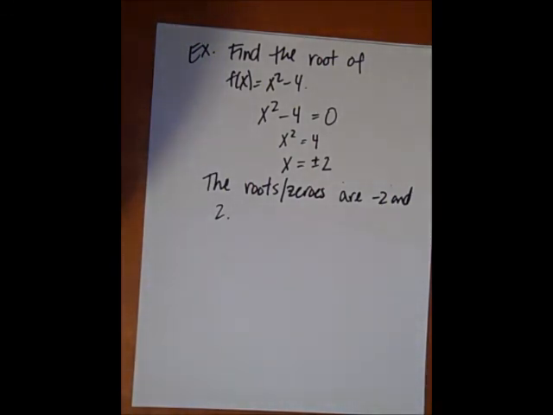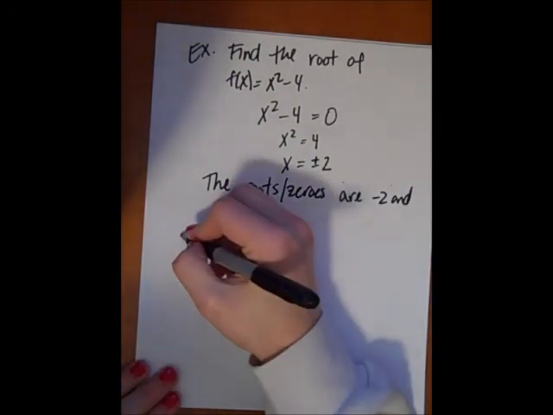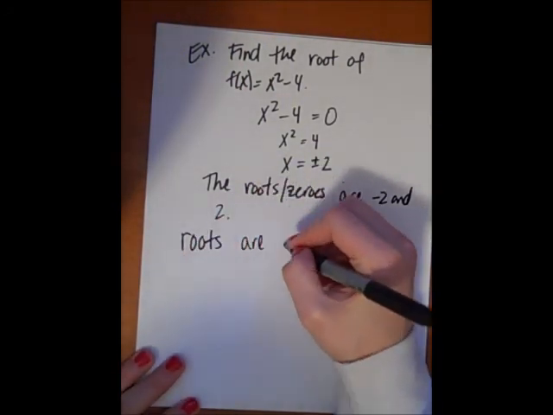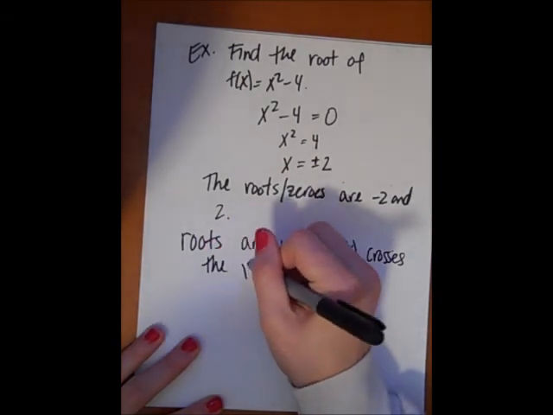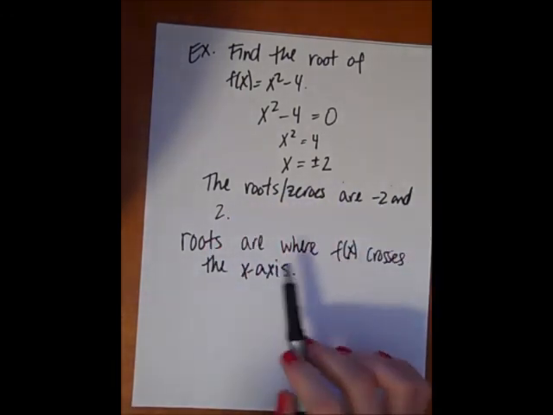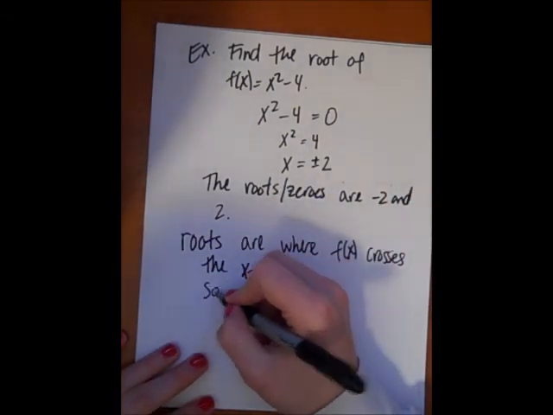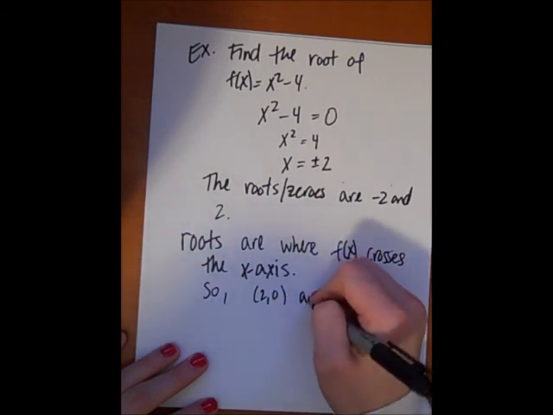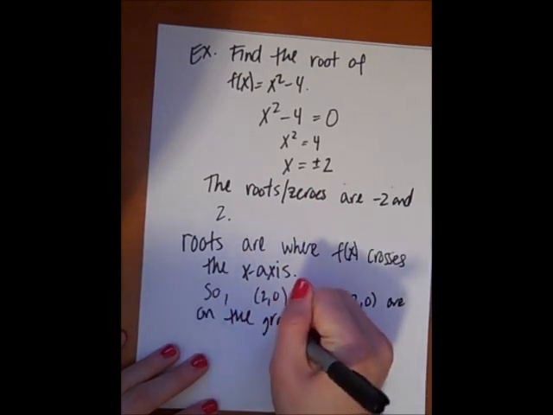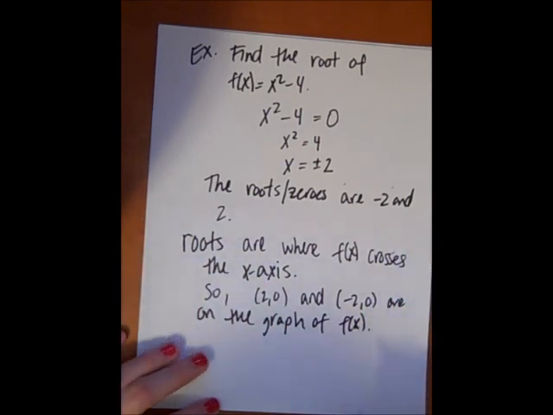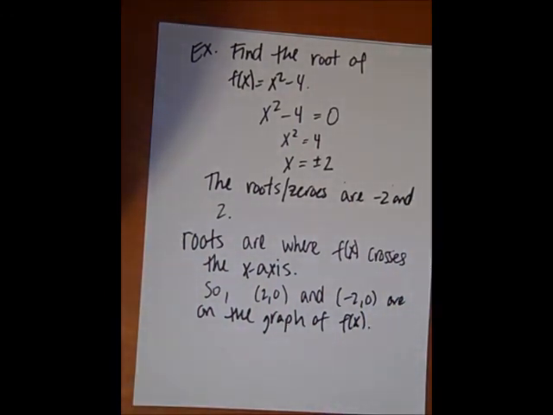Now why do we care about this? Why is this related to the graphing portion that we were just talking about? Because roots are where f of x crosses the x-axis. So if I were to graph this f of x that we've been talking about, 2, 0 and negative 2, 0 are on the graph of f of x. So in our example, f of x is going to cross the x-axis where x equals negative 2 and where x equals 2. So that's what zeros and roots are.